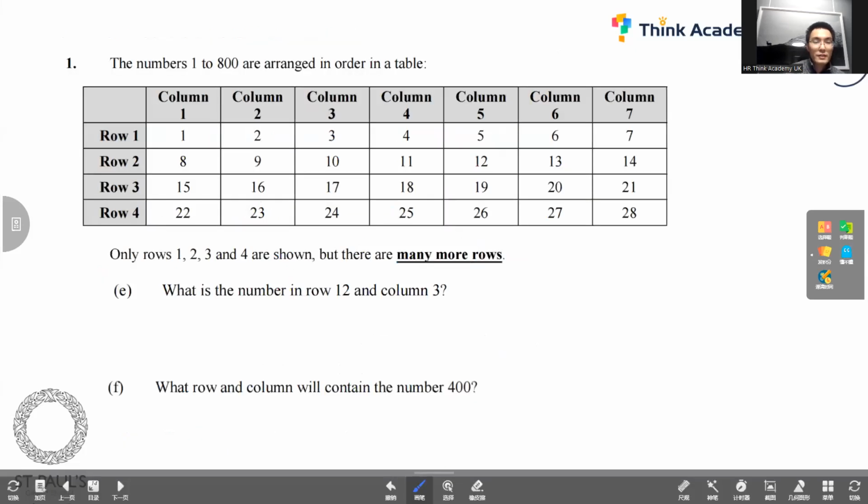And moving on, we're not finished yet. So the second half of the question, question E: what is the number in row 12 and column 3? So row 12, column 3. Let's look at column 3, shall we?